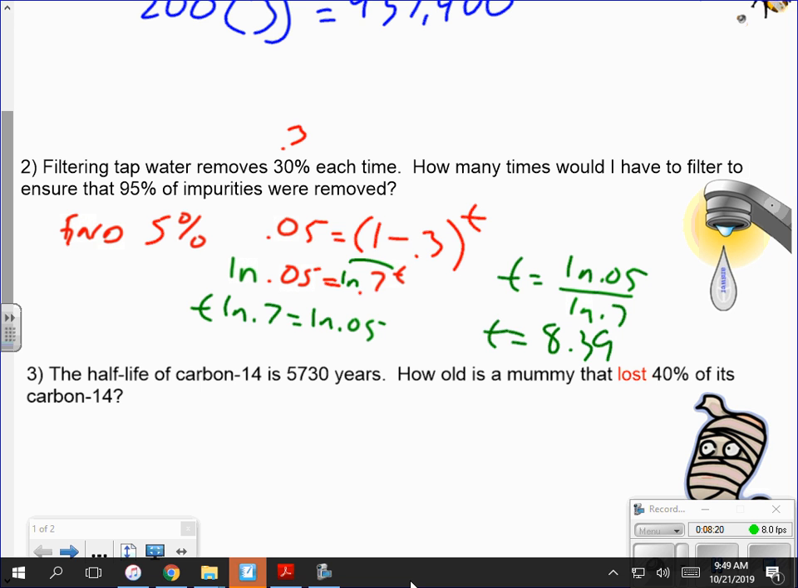However, what am I doing? I'm pouring water through a filter. Can I pour the water through the filter 8.39 times? No, I can't. So how many times am I going to pour it through? 9 times, because 8 won't be enough, so I have to do it 9 times.